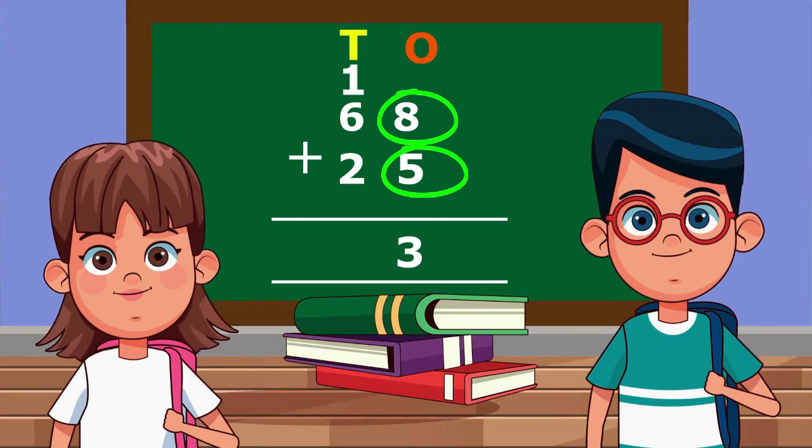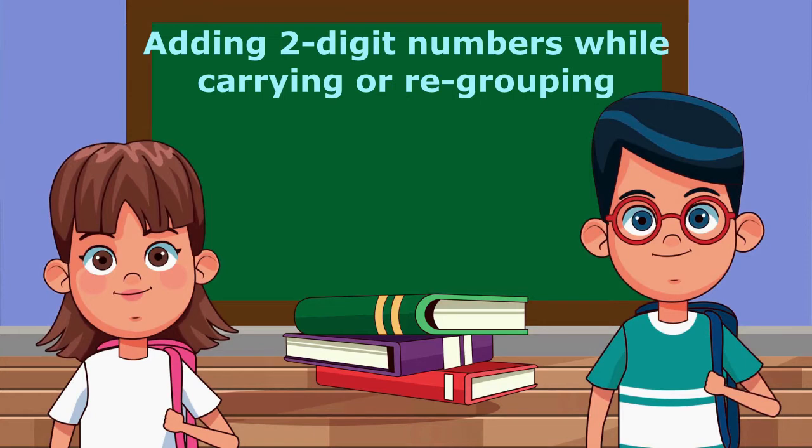We carry 1 ten and add it to the other tens. We now have 1 ten plus 6 tens plus 2 tens, which is 9 tens. Therefore, 68 plus 25 is equal to 93, or 9 tens and 3 ones. Now you're going to add 2-digit numbers while carrying or regrouping.